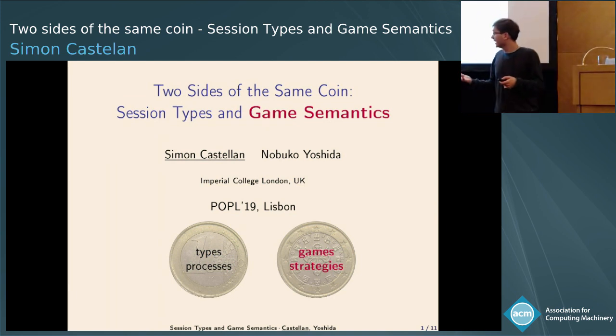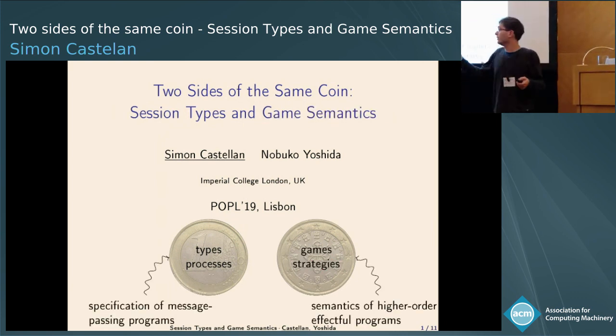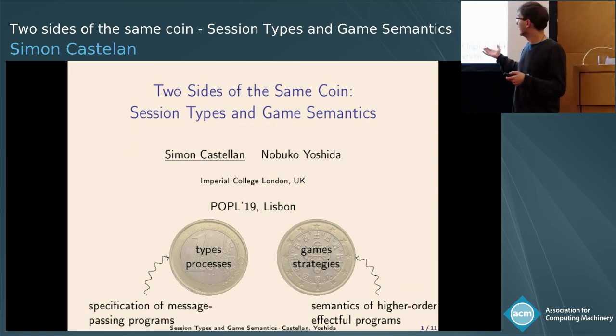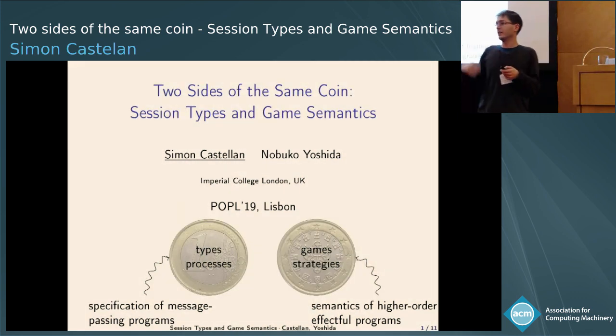And the funny thing is that they are used in completely different settings. Session types are used mainly for specifying the behavior of message passing programs so that your concurrent program is correct by construction. Whereas on the other side, game semantics is more used to give semantics of higher order effectful programs and study program equivalence there, by translating higher order types to some kind of protocols and then programs to some kind of implementation of those protocols. But yet somehow they are very related, and because they have disjoint uses, it's very fruitful to relate them formally.